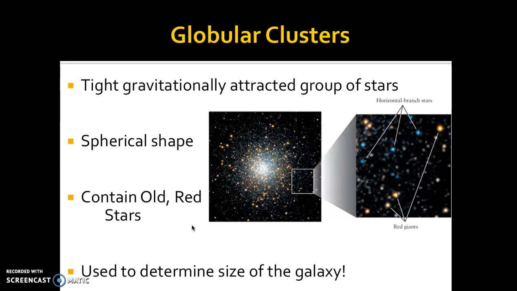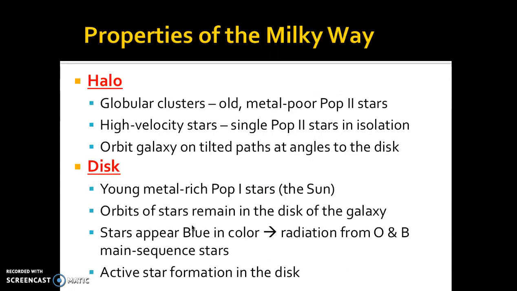So those globular clusters that exist out in the halo are tight, gravitationally attracted groups of stars. They're in a spherical shape, and they contain these old, red, population 2 stars. What's kind of cool about globular clusters is we can use them, based on the stars' age, to help us determine the size of our galaxy. So let's look at what kind of stars exist in the different parts of our galaxy.